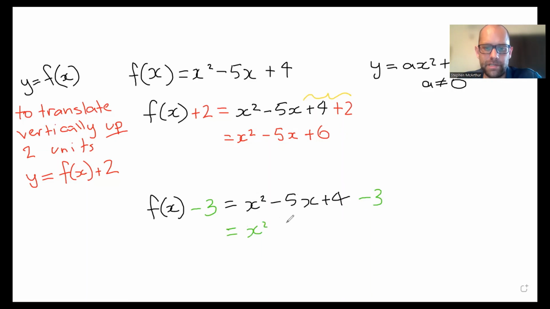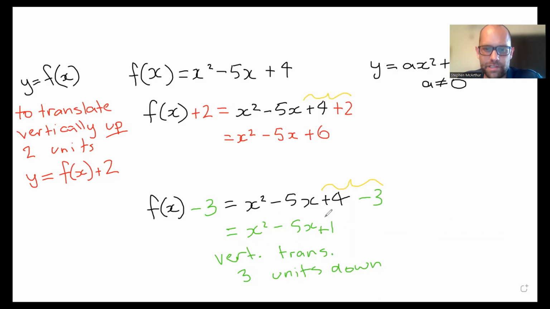x squared minus 5x. If we combine these 2 bits of information here, plus 4 and minus 3, that gives us a positive 1. And that would be a vertical translation 3 units down. Now, when you describe this, please make sure you hit the words vertical translation and how many units up or down. That's the appropriate way to do that.